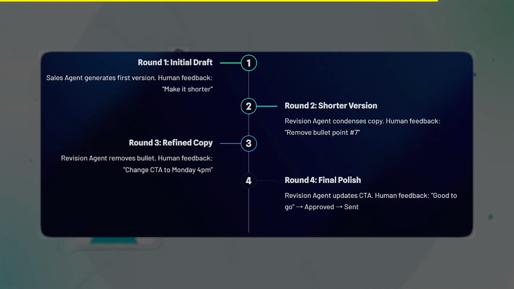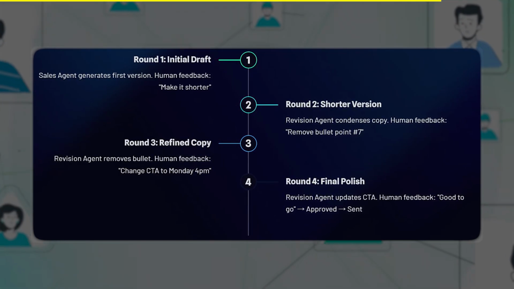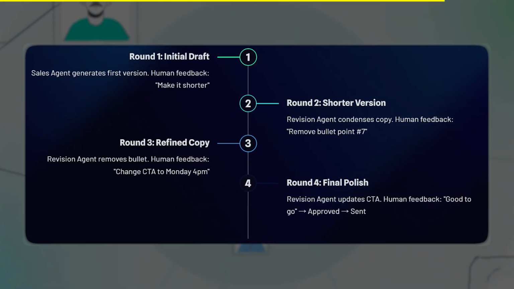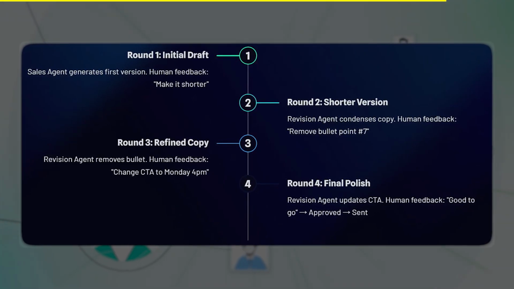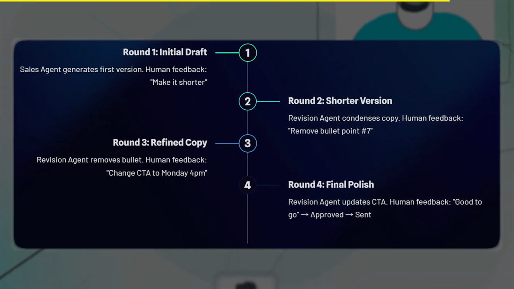And then this is the flow, right? So there's the multi-revision example, where you can basically do unlimited revisions. Round 1 is the initial draft, where the sales agent generates the first version. Round 2 is the shorter version, right? So you have to condense it. Round 3 is change the CTA or the copy, and then round 4 is the final push, right? So where you essentially say, good, this is great, let's rock.